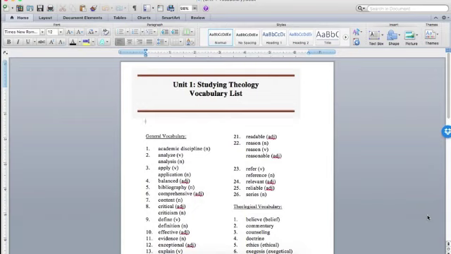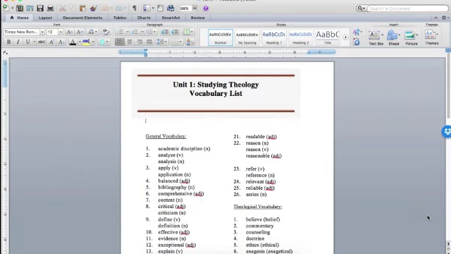Number 2, analyze, analysis. We must analyze the question from all angles. Number 3, apply, application. I don't just want to understand the Bible passage, I want to apply it to my life too.